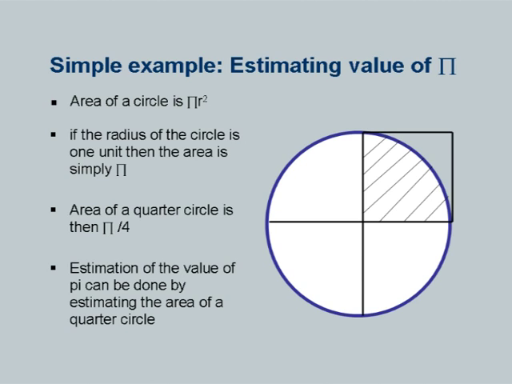Then the area of this square would be n into n, and if for every point in this area I can determine which points fall within the circle and which points do not, I should be able to get a count of points which fall within the circle. The ratio of that count to n square should effectively give me an estimate of the value of pi.